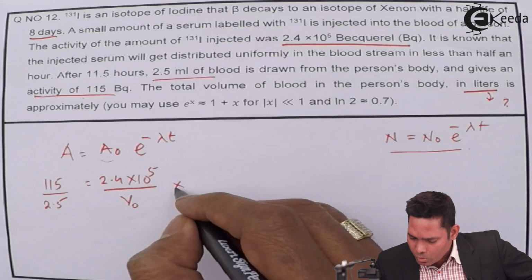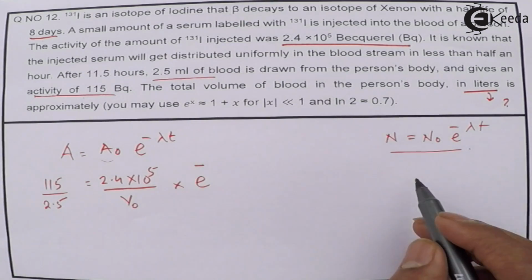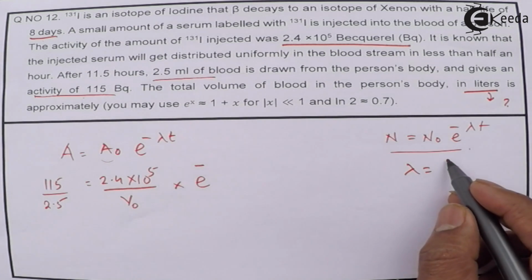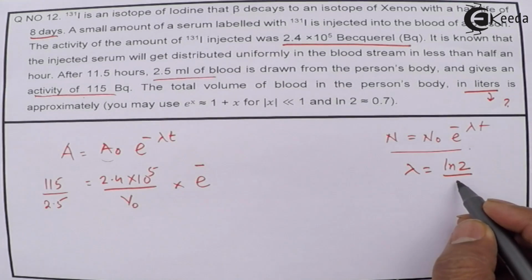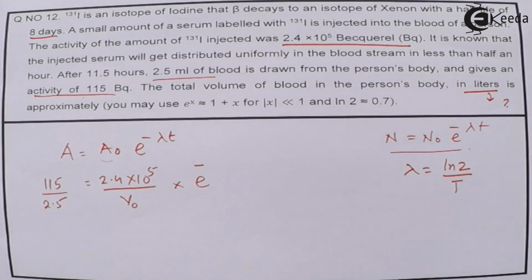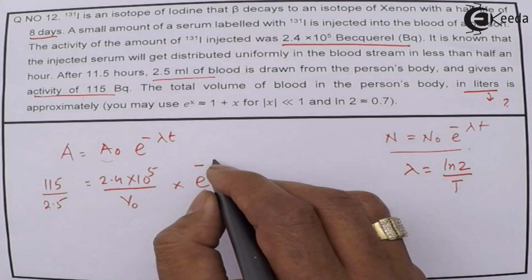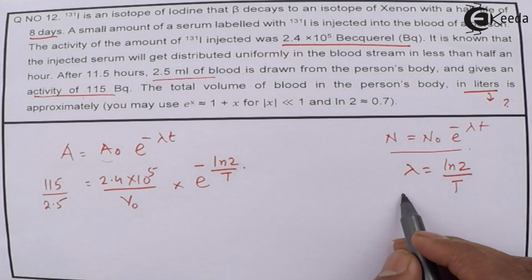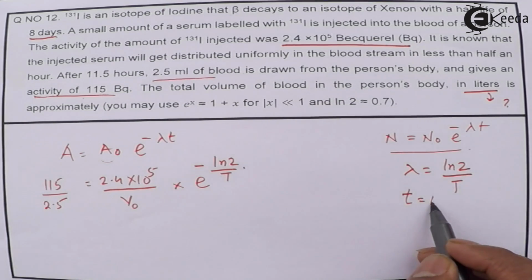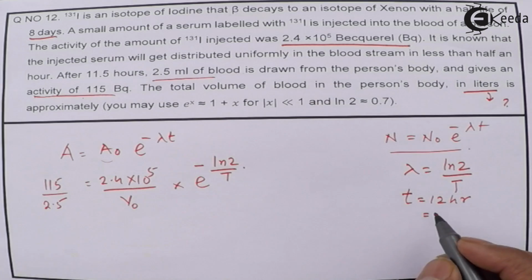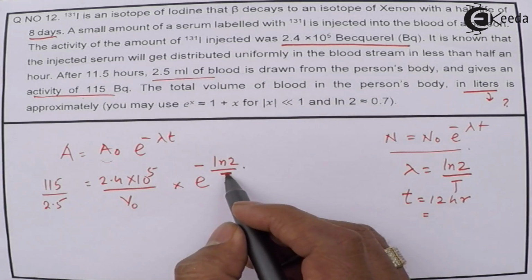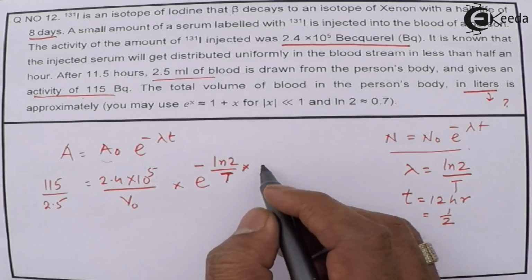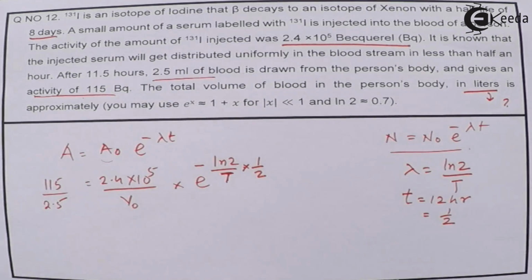This is multiplied by e raised to the power minus lambda t, where lambda is ln2 divided by T. So we put minus ln2 divided by T into t. The given t is 12 hours, which in days is half a day, because the half-life is 8 days. So I'll put half day here.